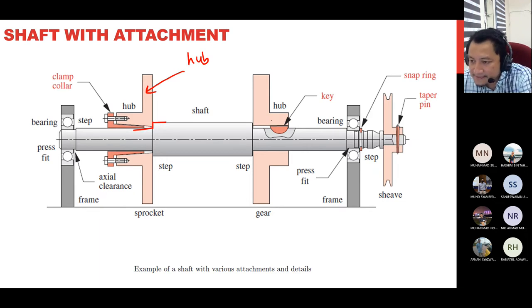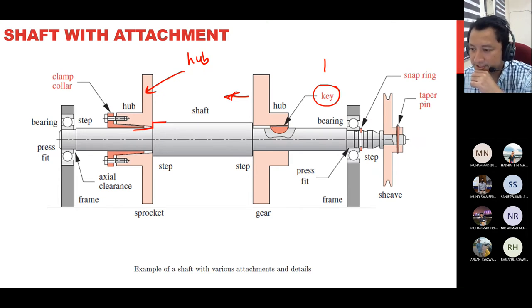So if there is a hub, most likely you're going to step it. So you don't want your hub to crawl forward to the side. And you need to lock it also. Typically people are using this one, key. Only thing is when you have a key, you need to really machine your shaft. So if you don't machine properly, you're going to have cracks due to fatigue loading. So that's some of the disadvantage.